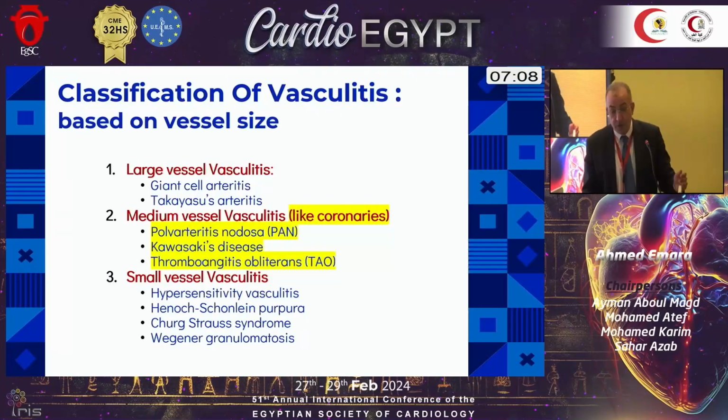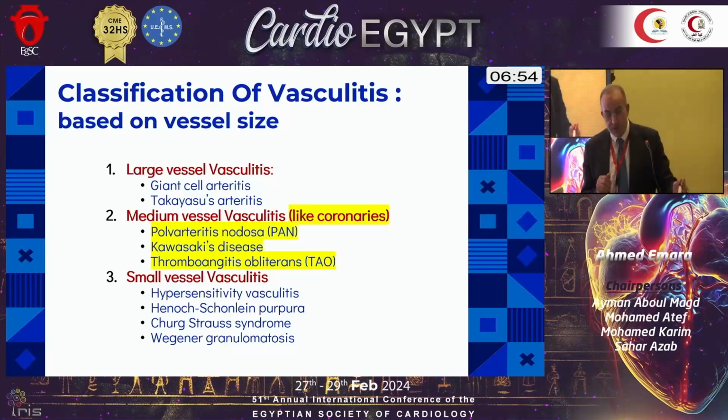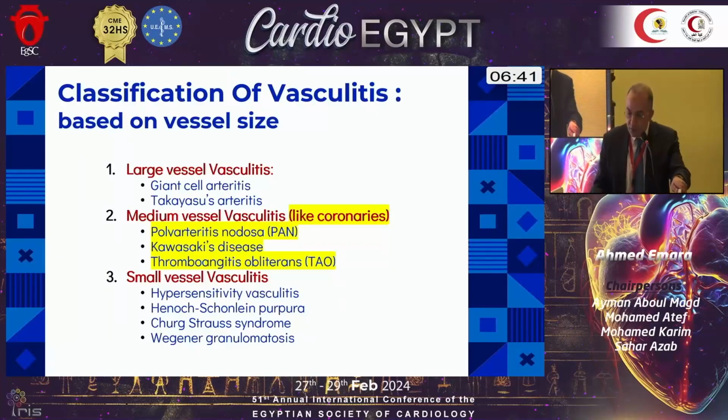Classification of vasculitis is based on the vessel size. The vasculitis may be large vessel vasculitis, like giant cell arteritis and Takayasu, or medium vessel vasculitis. These are vasculitides affecting the coronaries, like polyarteritis nodosa, Kawasaki, and thromboangiitis obliterans. Small vessel vasculitis affects the small vessels and the capillaries, like Henoch-Schonlein purpura, Churg-Strauss syndrome, and Wegener granulomatosis. We are concerned about the vasculitis affecting the medium-sized arteries because these affect the coronaries.